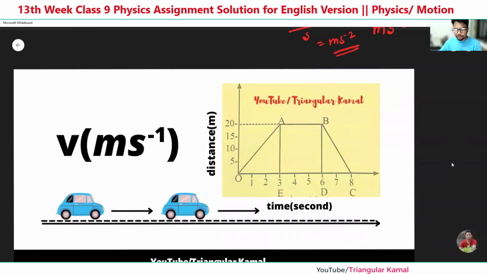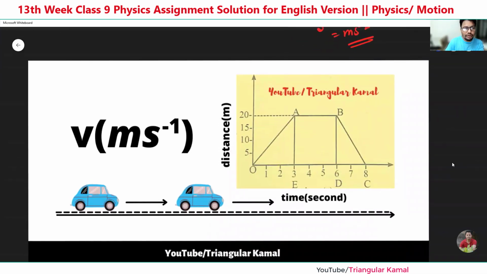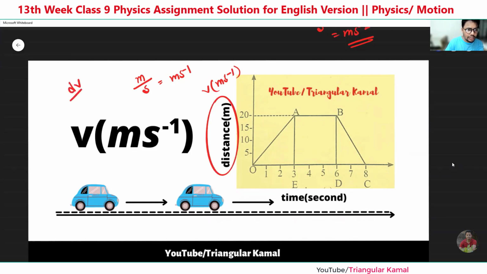Now here, suppose this is the distance. If we write the unit of distance divided by time, you will get the velocity, m s^-1. But in place of the distance, if you write velocity, m s^-1, then the change of velocity with respect to time will be acceleration. So in the first figure, you write the distance and time, and in the second figure, where you define acceleration, you have to write velocity on the y-axis, and the x-axis will be the time.